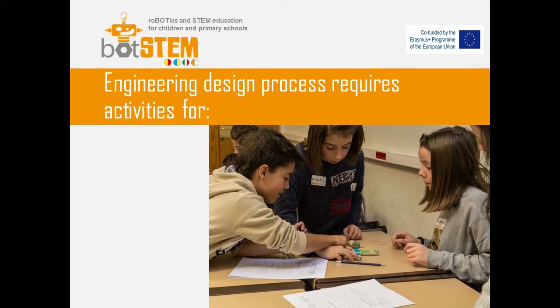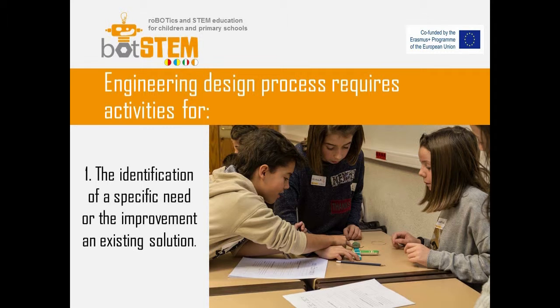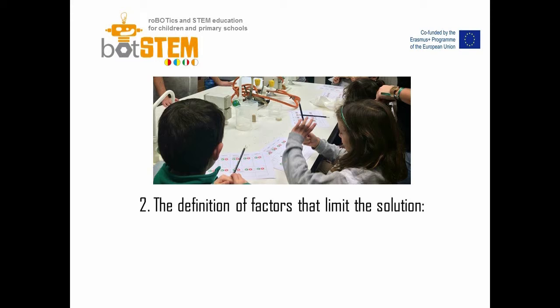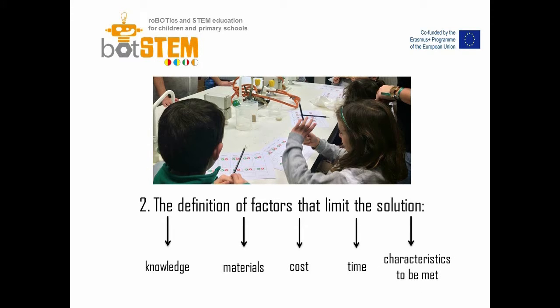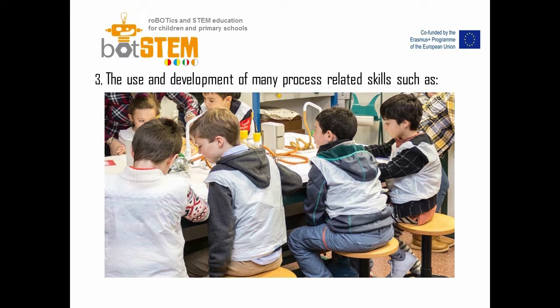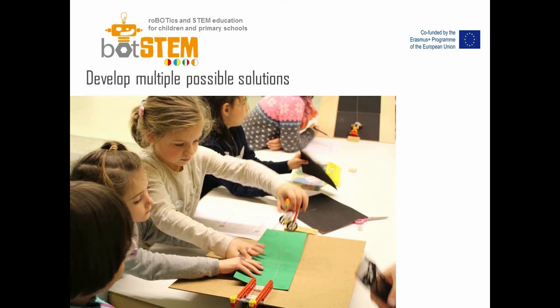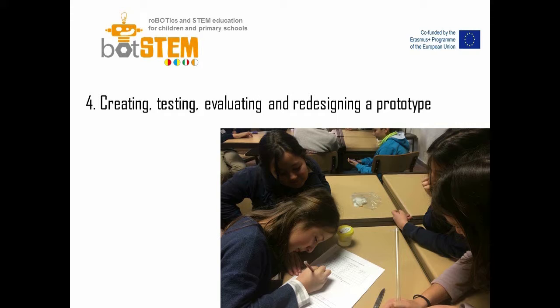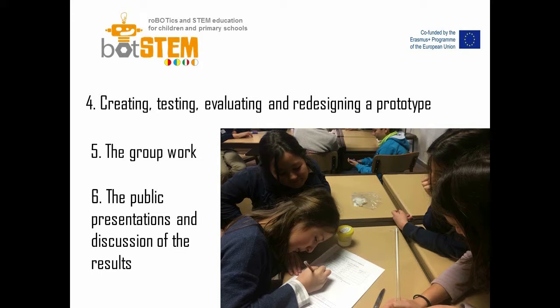On the other hand, the engineering design process requires activities for the identification of a specific need or the improvement of an existing solution, the definition of factors that limit the solutions, including knowledge, materials, cost, time, and characteristics, and the use and development of many process-related skills, such as conducting background investigations, developing multiple possible solutions, creating, testing, evaluating, and redesigning a prototype, the group work, and the public presentation and discussion of the results.